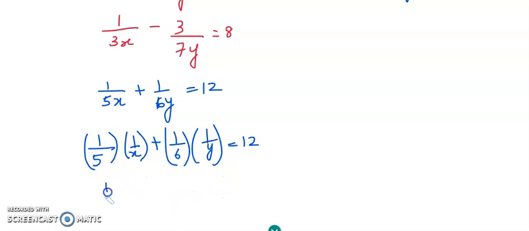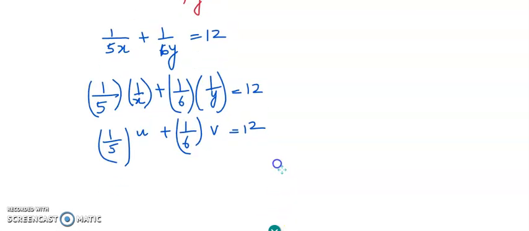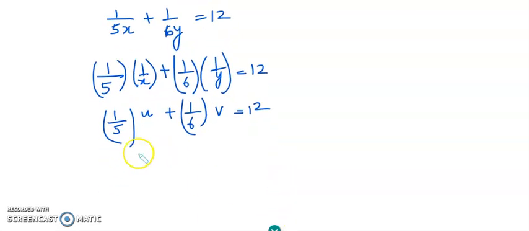Correct? So 1 upon x will remain as such. My 1 upon x will change as u, plus 1 upon 6 will remain as such, and my 1 upon y will change as v. Correct? So now this will change what? We can write it as u by 5 plus v by 6 equals 12, because this 1 and u will get multiplied. Now, are we done with the final equation? No. We have to remove the denominator also. So what's the LCM here?